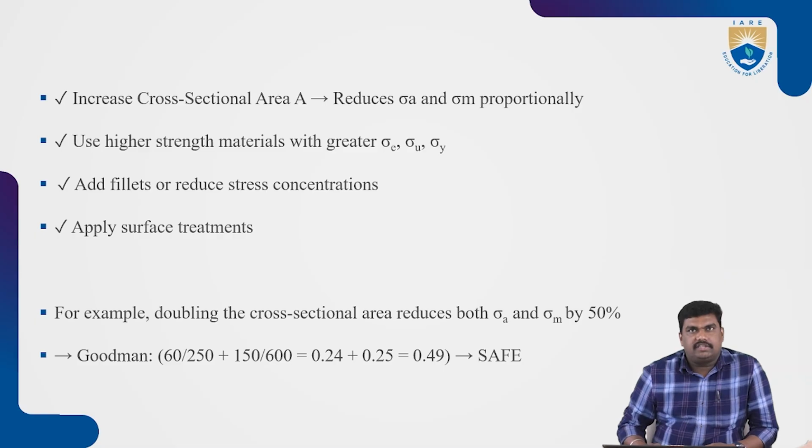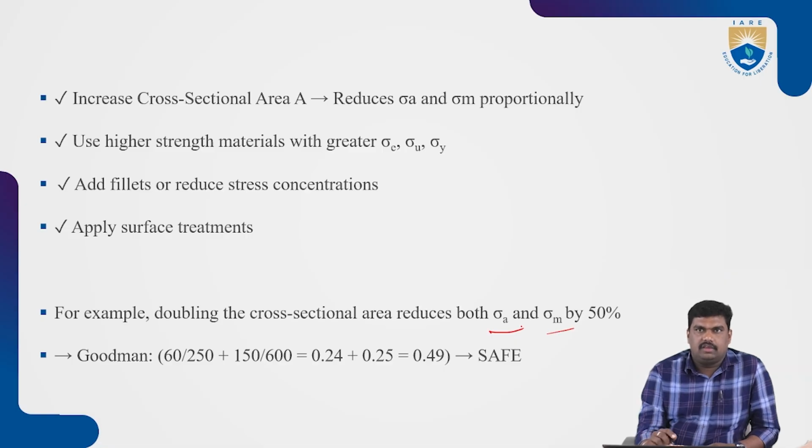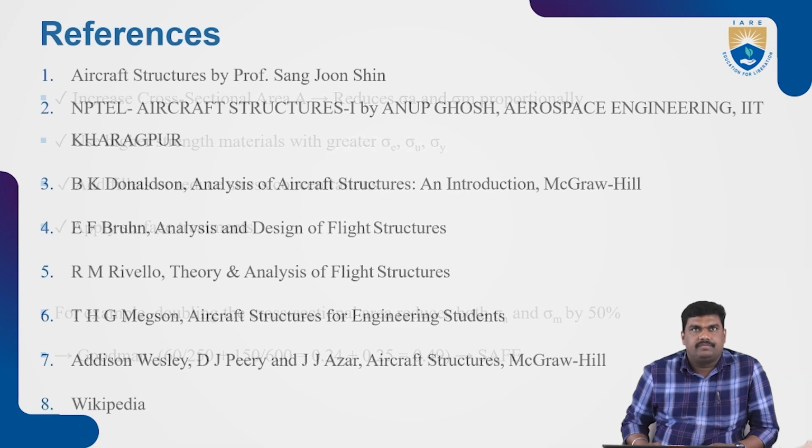So the suggestions: increase the cross-sectional area, which reduces stress amplitude and mean stress proportionally. Use higher strength materials with greater endurance limit, greater ultimate strength and greater yield limit. Add fillets or reduce stress concentrations. Apply surface treatments. For example, doubling the cross-sectional area reduces both your stress amplitude and mean stress by 50%. When you increase that area, you will get 0.49, and then it will change into a safe condition, right?